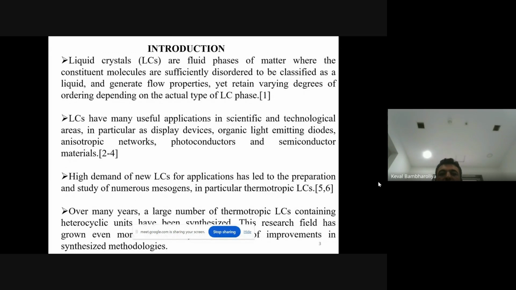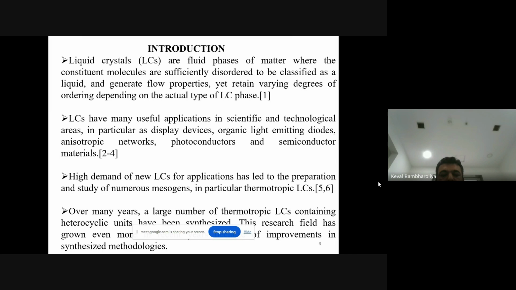Introduction. Liquid crystals are a fluid phase of matter, whose constituent molecules are sufficiently disordered to be classified as a liquid and show flow properties, yet retain a varying degree of ordering depending on the actual type of liquid crystalline phase. Liquid crystals have many useful applications in scientific and technological areas, in particular as display devices, organic light emitting diodes, anisotropic networks, photoconductors, and semiconductor materials.